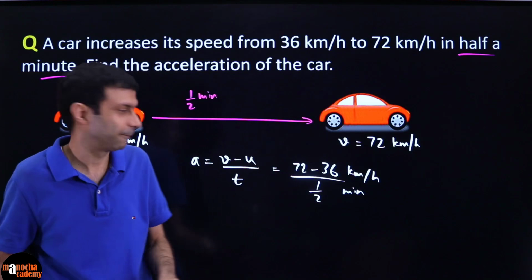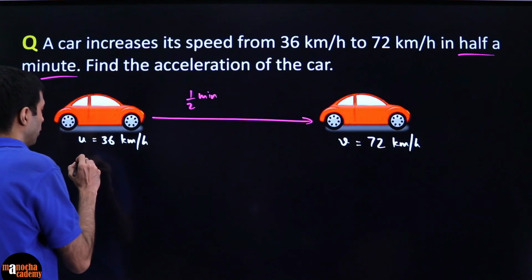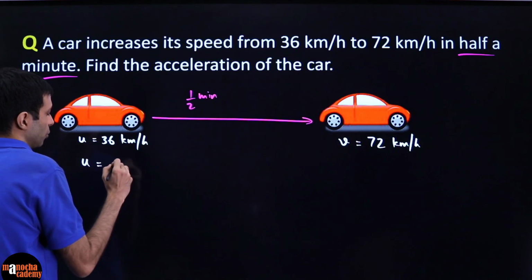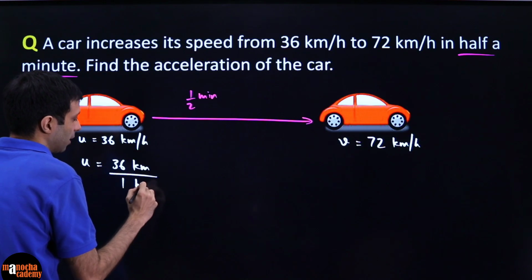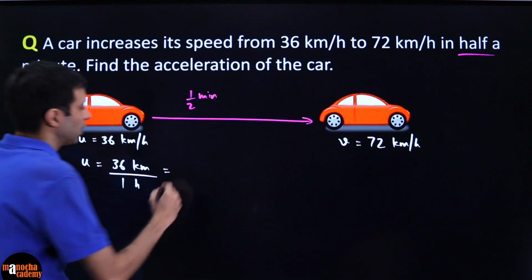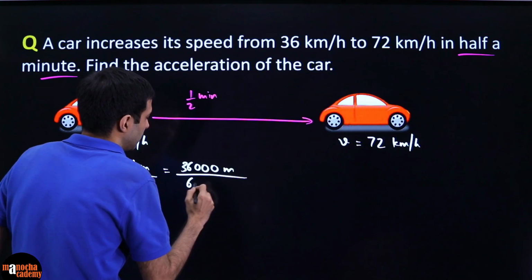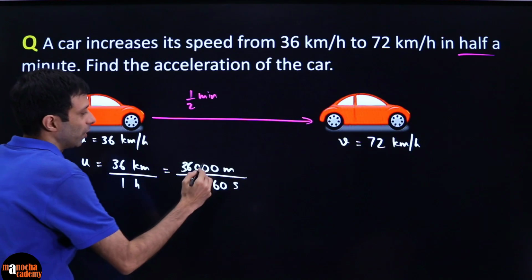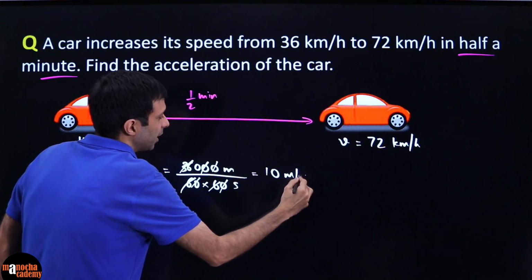So let's do that. So we are going to convert our initial velocity or initial speed into SI units. So it is 36 kilometers per hour, which means 1 hour. Now if you convert that 36 kilometers into meters, it's 36,000 meters. 1 hour is 60 times 60 seconds. So if you work it out, all of this is getting cancelled and we are getting 10 meter per second.